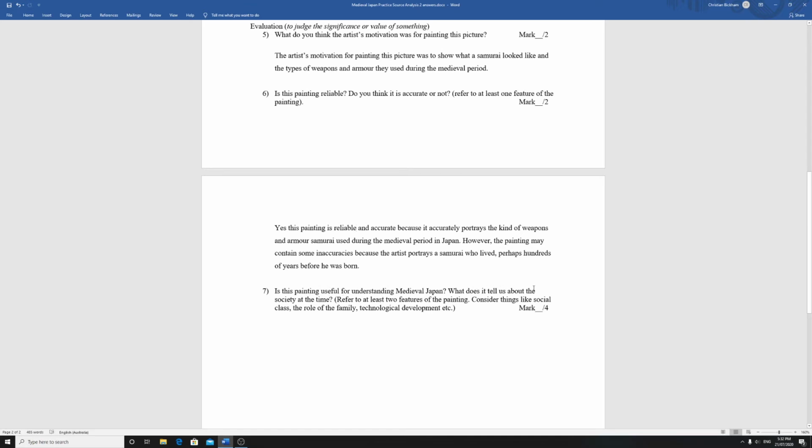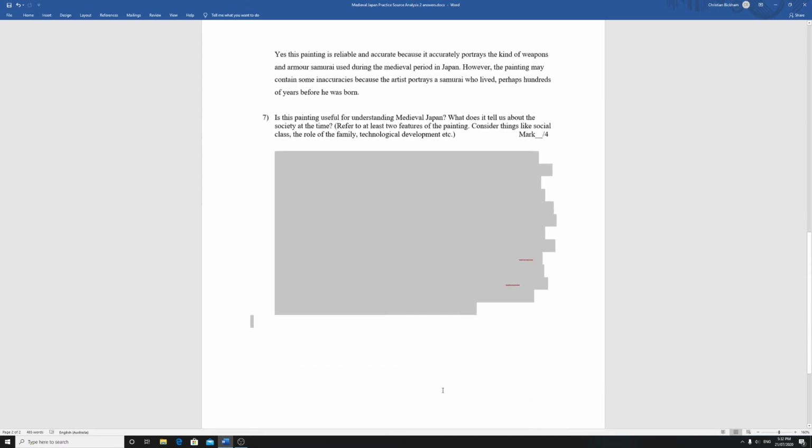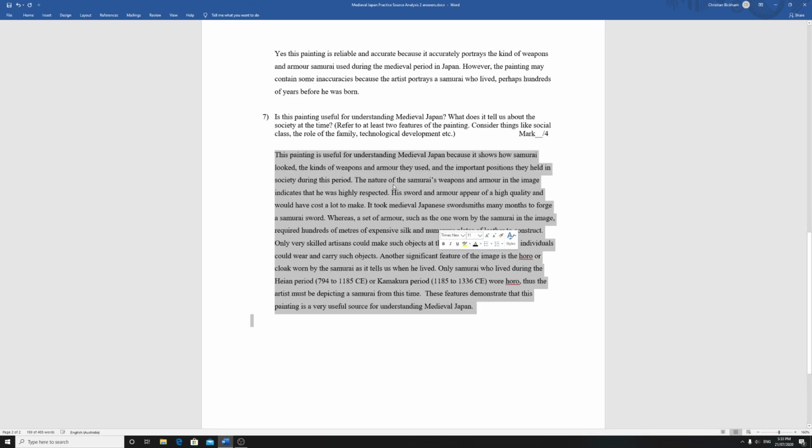And then the second part of the question is, what does it tell us about the society at the time? So I've got to respond to both these parts of the question and then refer to a few features of the painting as evidence to support my contention. So let's see what I have written, and I'll change the colour, and here is my response here. So this first sentence here is my contention, and I use the key terms from the question, and the key terms in the question include painting, useful, understanding medieval Japan.